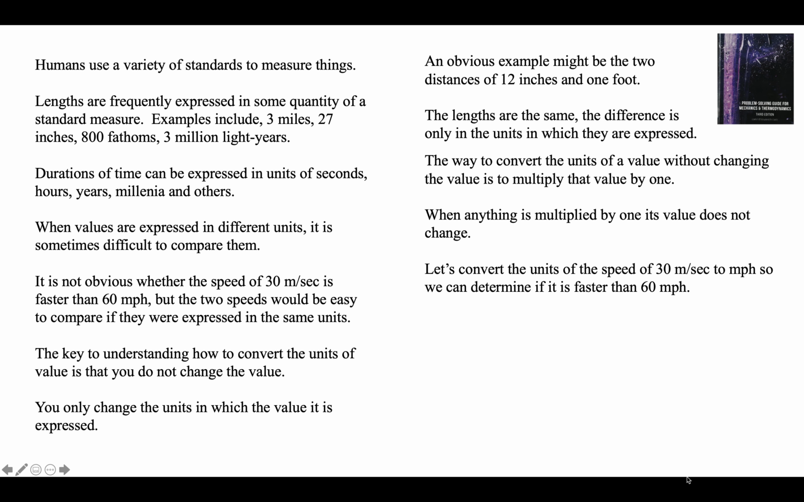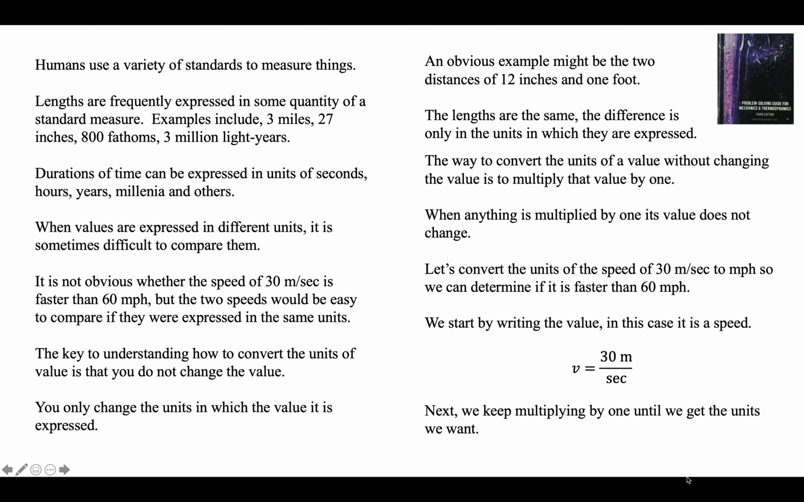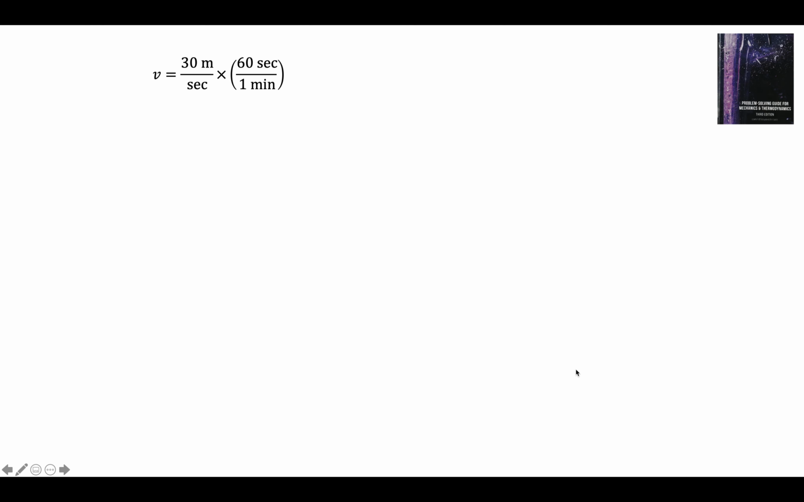So let's convert the units of the speed, 30 meters per second, to miles per hour, so we can determine if it's faster than 60 miles an hour. We start by writing the speed, 30 meters per second, and then we multiply by 1 until we get the units we want. We want to cancel out the seconds, which is in the denominator, so we put it on the top over here. So now we have 1800 meters per minute. That's the same speed as 30 meters a second.